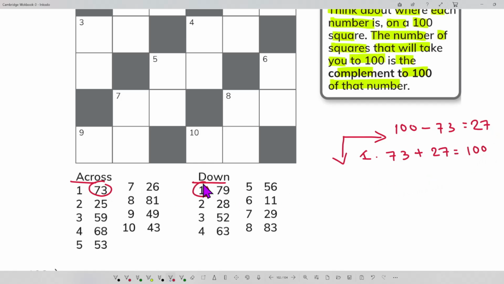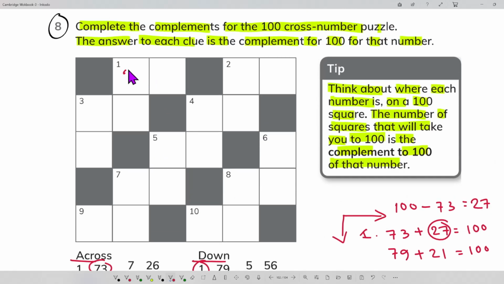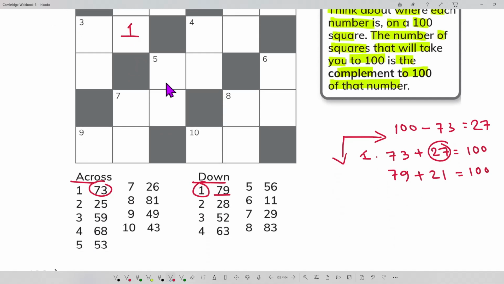And in down, here is a 79. So we need 21 to become 100. So first one is 27. So look, here is 27 across and down 21. Okay, so this one becomes the complement of 27, and here is the complement of 79. Next, number 1 and 1 done.